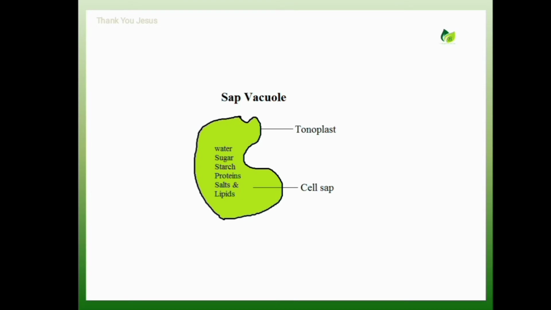The first one is nothing but sap vacuoles. Sap vacuoles are small sac-like fluid-filled structures. They serve as storage of materials. They are separated from the cytoplasm by a selectively permeable membrane called tonoplast. You should remember which is a unit membrane.